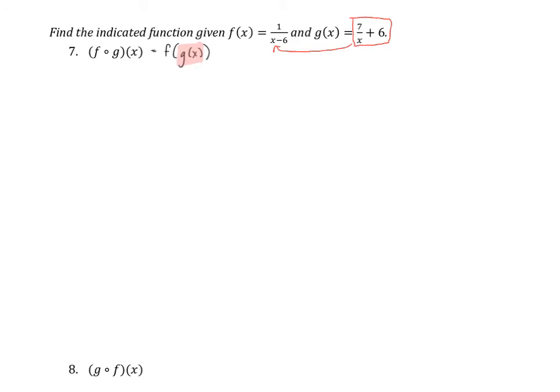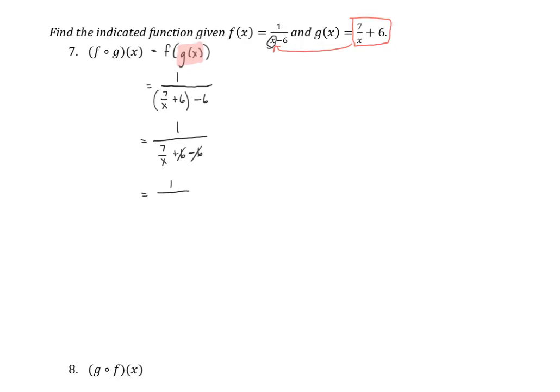So when I do that, let's see what I get. 1 over, now this x becomes the g function. So 7 over x plus 6, minus 6. Okay, so when I do that, I really don't need those parentheses. So what I'm going to have is 1 over 7 over x plus 6, minus 6. And notice that the 6 and the negative 6 are opposites. So those are going to cancel out.